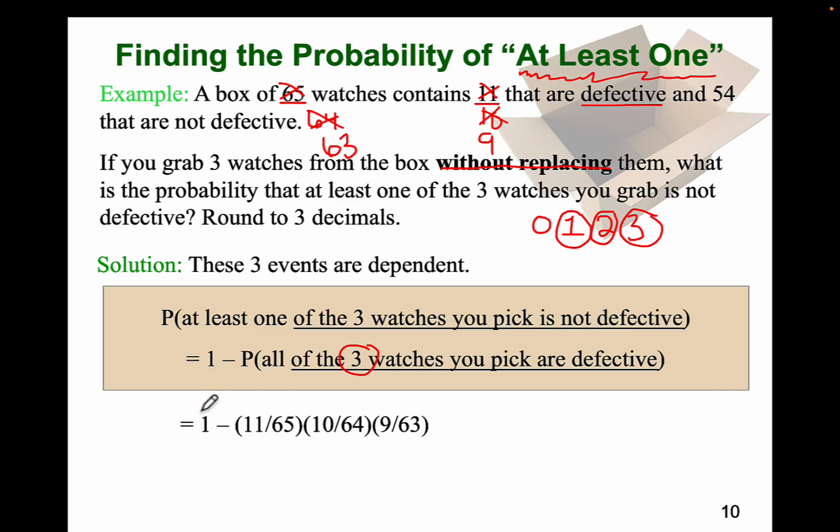All right, we type this in our calculator from left to right. Type it in carefully, and you should get 0.996. Another way to think of it is 99.6% of the time we can pull 3 watches out of there, and at least one of them is not defective.